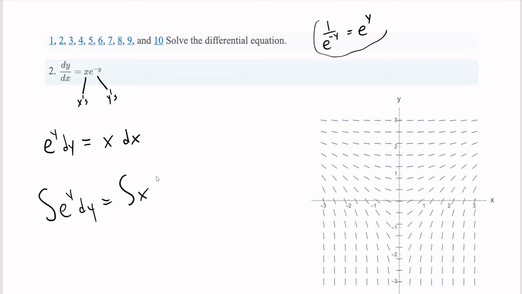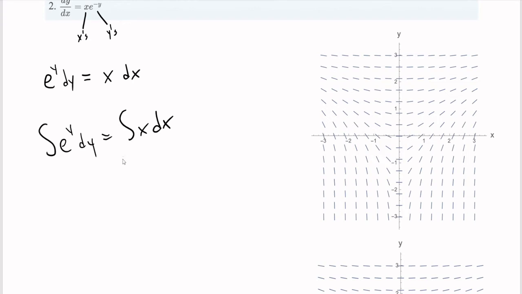Equals integral. This isn't anything crazy, we know how to do this. The antiderivative of e to the y is e to the y. Then we're going to have to talk a little bit about this. It might seem a little bit weird, but we'll talk about what happens. But this is general, right? A general antiderivative. So we've got some c here.